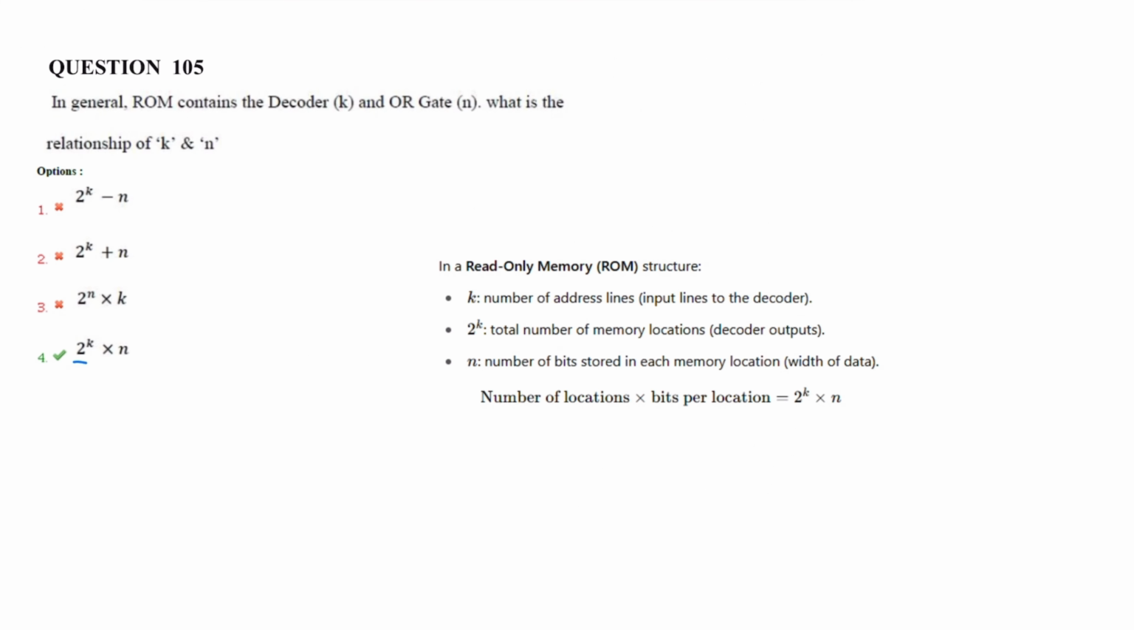Now the relation between k and n here is 2 power k into n. There are k input lines, 2 power k addresses, and each address will result in an n bit output word. That is, total number of memory locations is 2 power k, and n is the number of bits stored in each memory location, that is the width of the data output word. The total number of locations and bits per location is 2 power k into n. Correct answer is option 4.